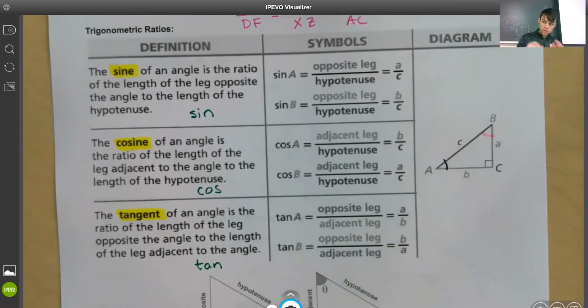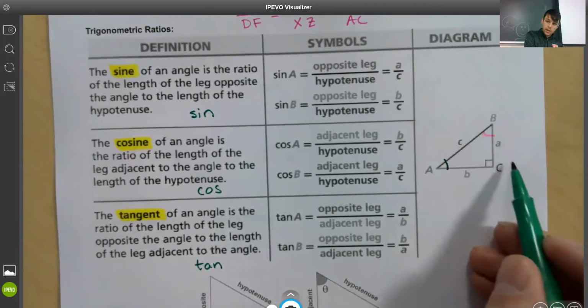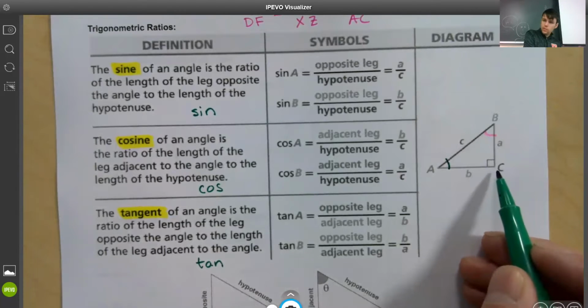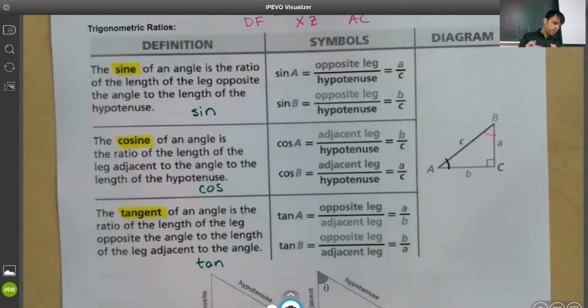Now, one thing I will mention right now to get it out of the way, we never take the cosine or sine or any trig ratio of the right angle. So we won't ever use, in this case, angle C. Yeah, we just don't do that. We don't do cosines and sines of 90-degree angles in geometry.